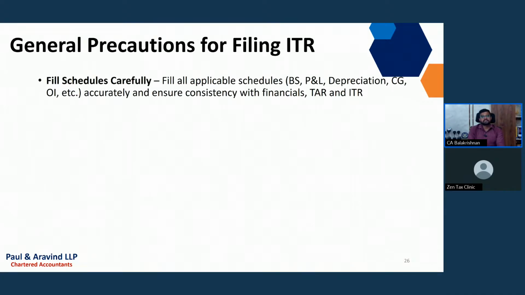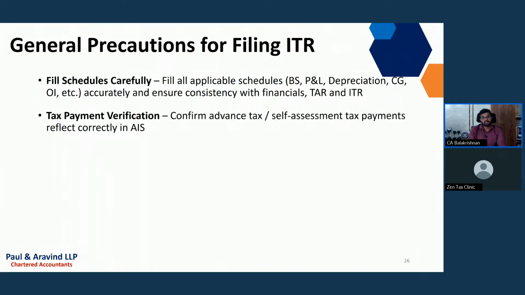And this is the general precaution for filing ITR. Fill each schedule carefully: schedule balance sheet, schedule profit and loss account, schedule depreciation, schedule capital gain, and other information, which is mandatory for us, subject to audit. This is mandatory because the financials also need to be matched with these schedules. Otherwise, at the time of scrutiny, we may face consequences, as we cannot explain to the assessing officer that we have filled it wrongly. So these schedules need to be properly reported.